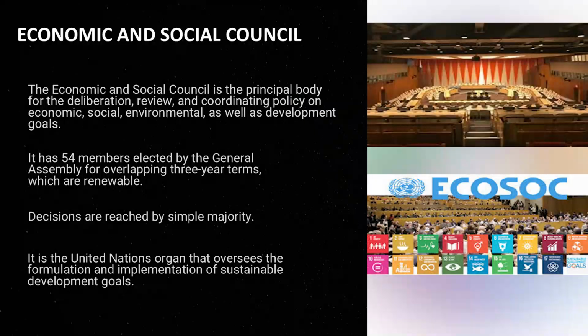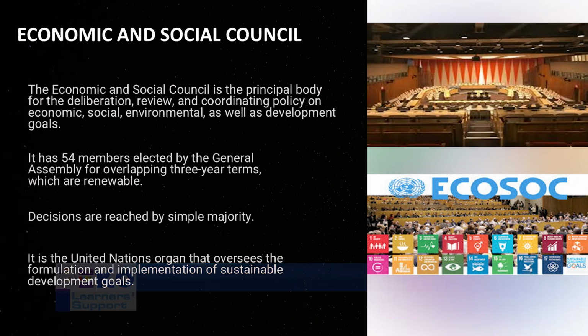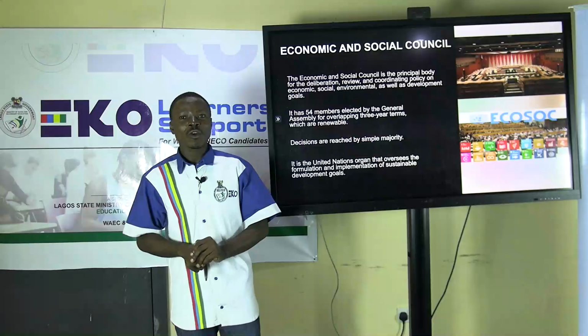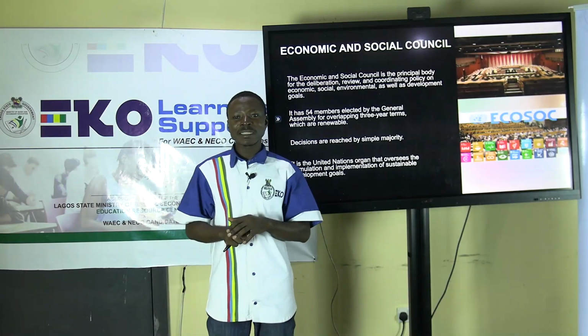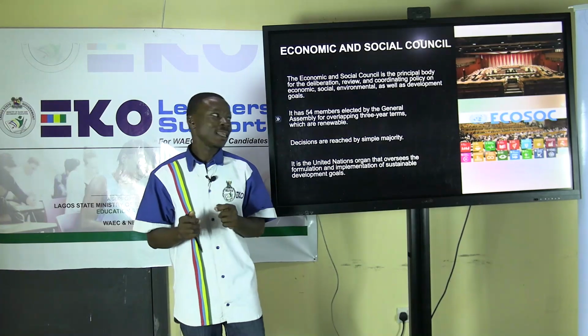It has 54 members elected by the General Assembly for an overlapping period of 3-year terms, which are renewable, and decisions are reached by simple majority and unanimous agreement by members. It is the United Nations organ that oversees the formulation and implementation of sustainable development goals, so as to make sure that prosperity and development of the human race is attained.